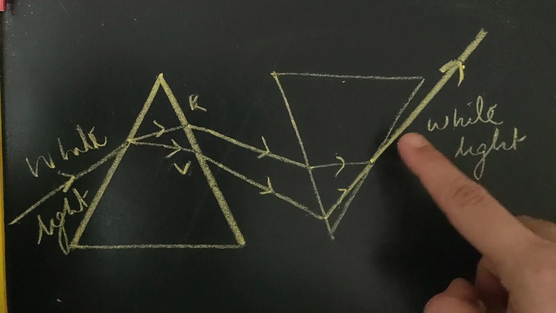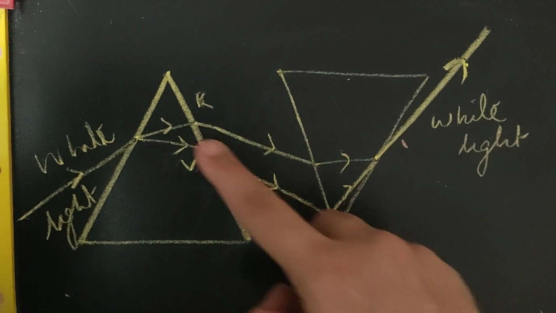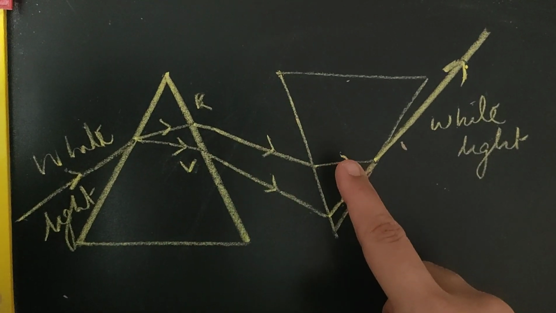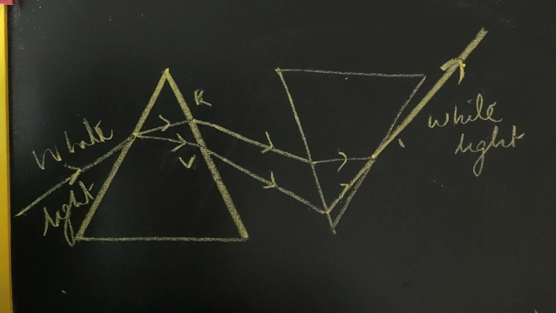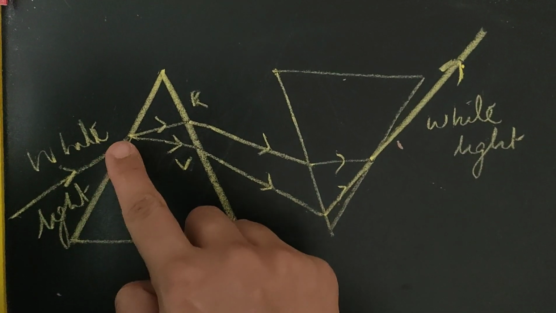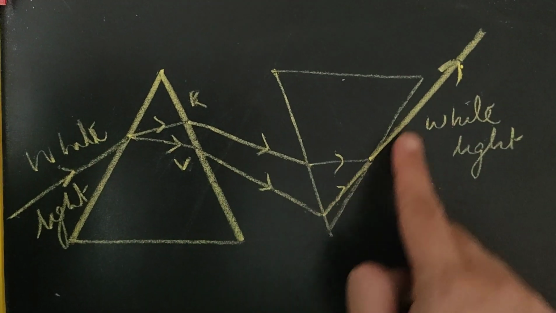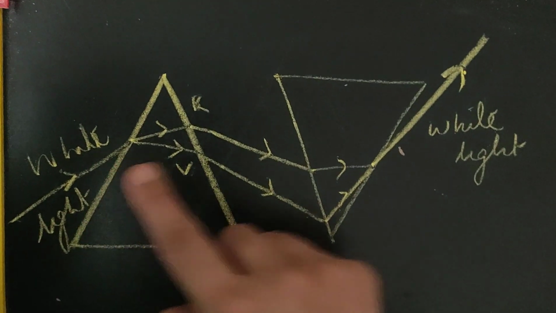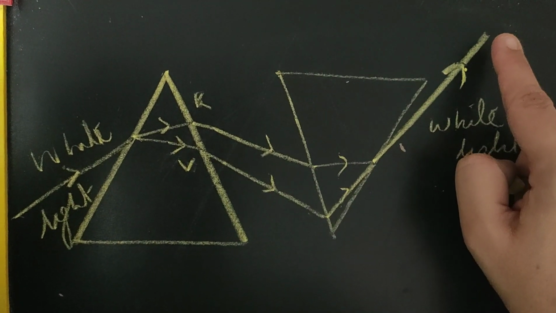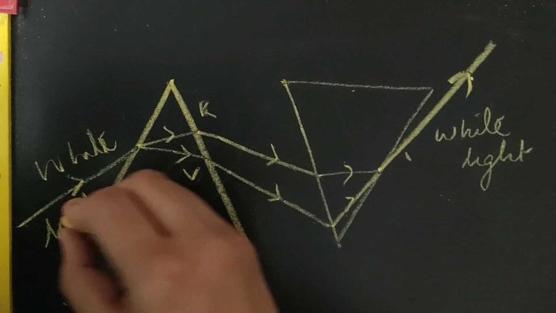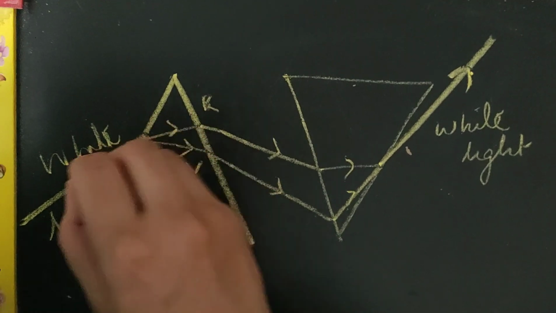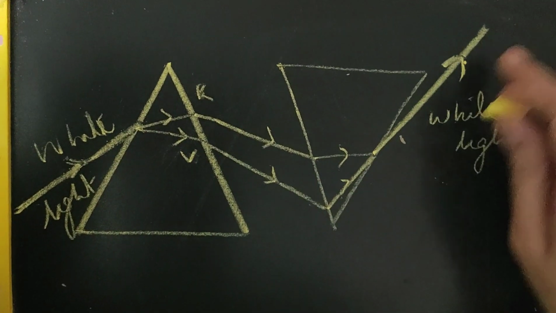So this is simply a reverse ray diagram of the first prism diagram. Also you will here have to be careful that this incident white light and this emergent white light, they should look parallel. Okay, be careful when you draw the diagram. This incident white light here and the emergent white light here, they should look parallel.